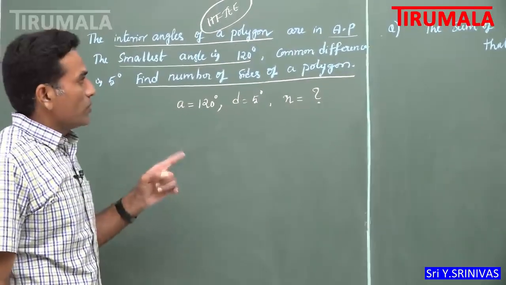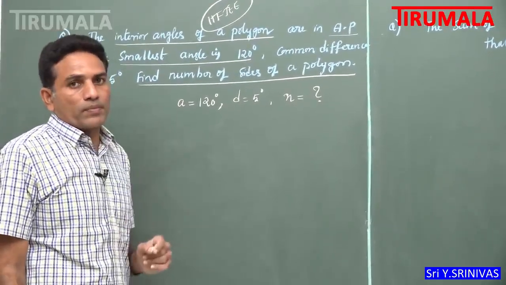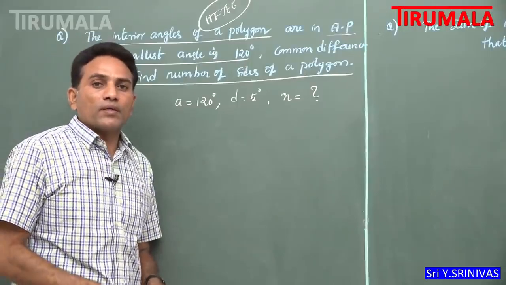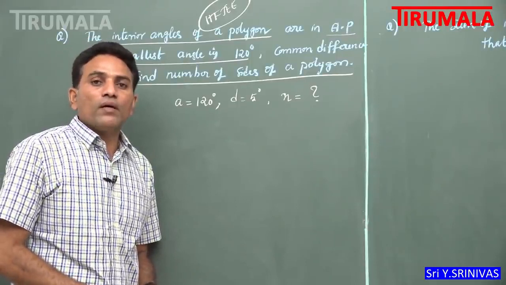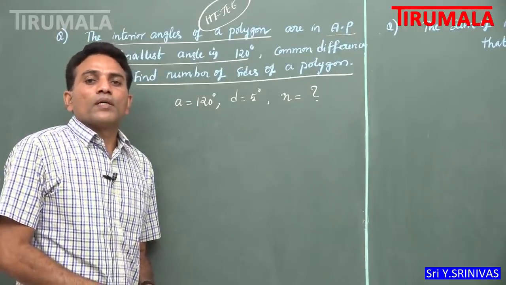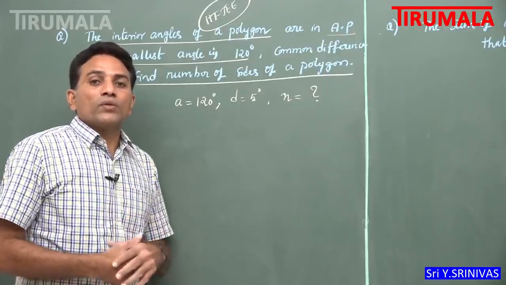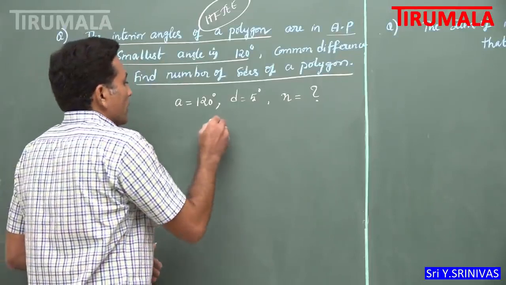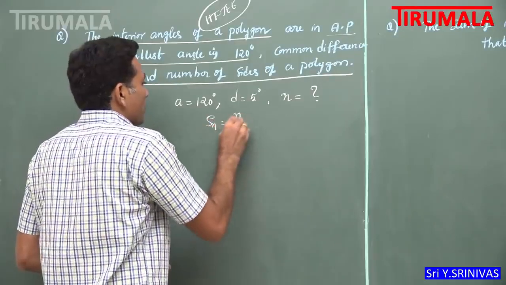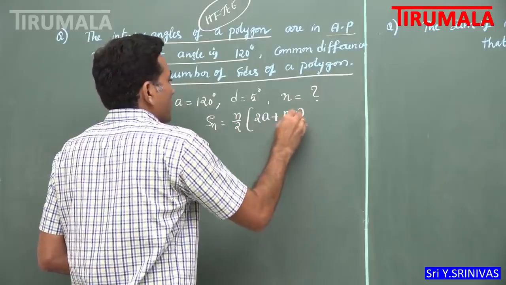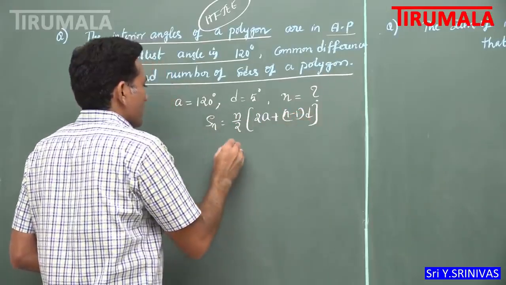Students, here also we use a basic concept, that is the sum of n terms of an AP. Once more, students, what is the formula? Sum of n terms of AP: Sn is equal to n by 2 into (2a plus (n minus 1) into d).